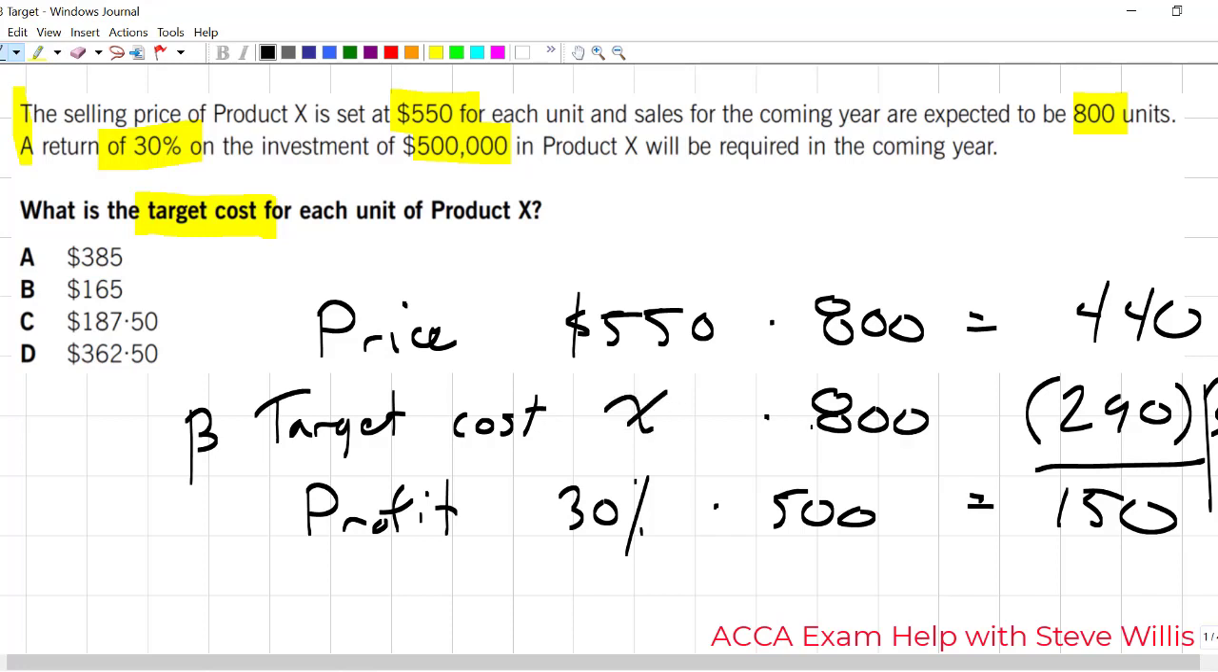So now it's just a little algebra to work backwards and solve for x. X is 362.5. Of course, that's all rounded off to the 1,000. There you have it, a rather straightforward objective test question.